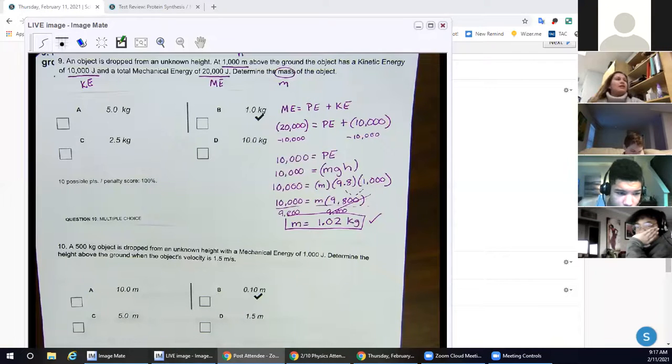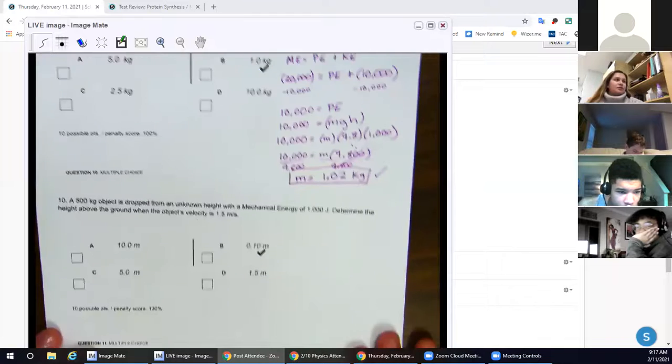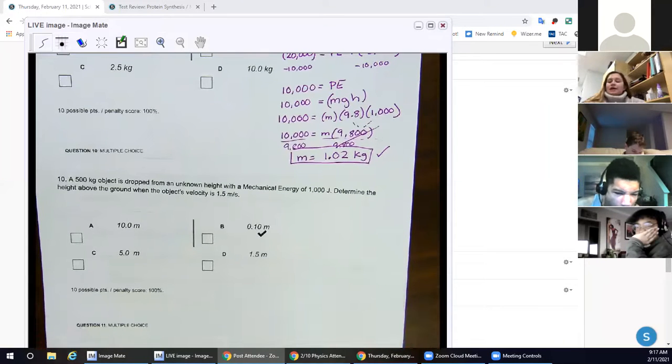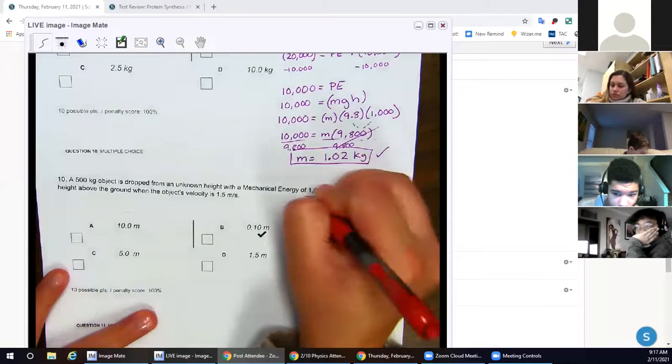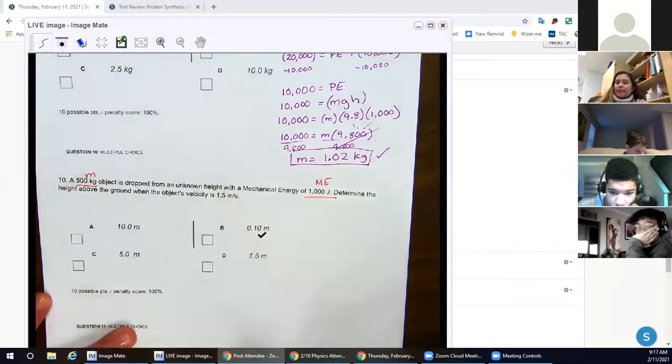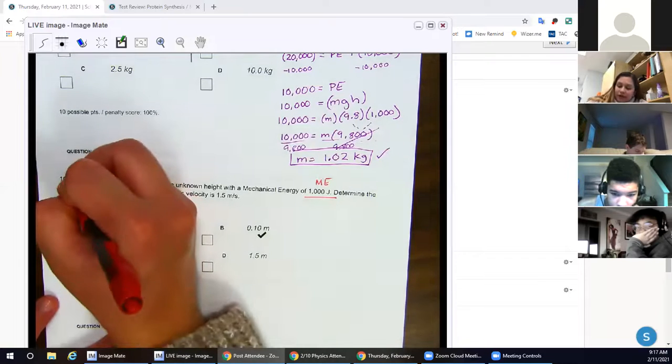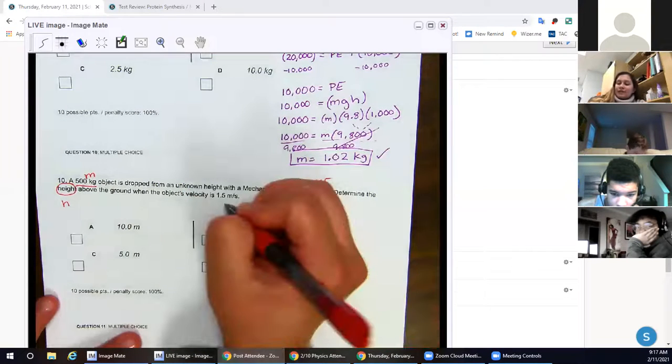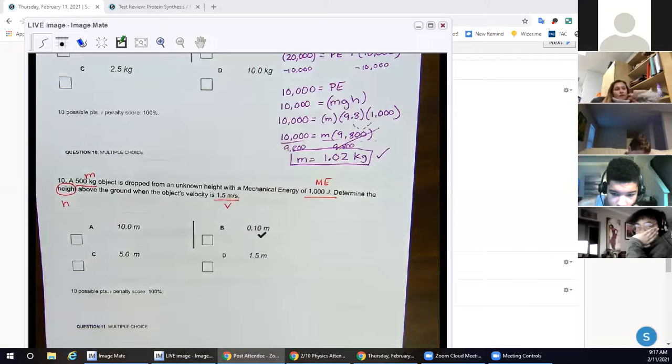All right, let's go with number 10. Number 10 was also worded a little differently on the review, so I switched that up. This one says a 500 kilogram object is dropped from an unknown height. So again, an unknown height with a mechanical energy of 1,000 joules. Determine the height above the ground when the object's velocity is 1.5. So we know our total mechanical energy. We know the mass. We're looking for height. And we know the object has a velocity of 1.5 meters per second.